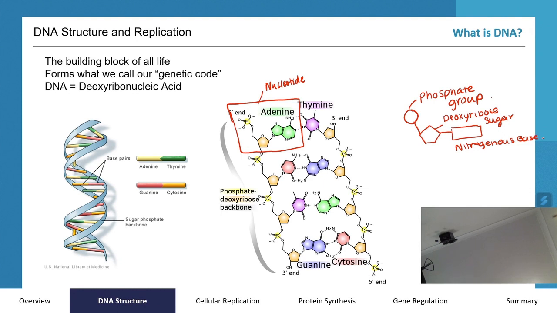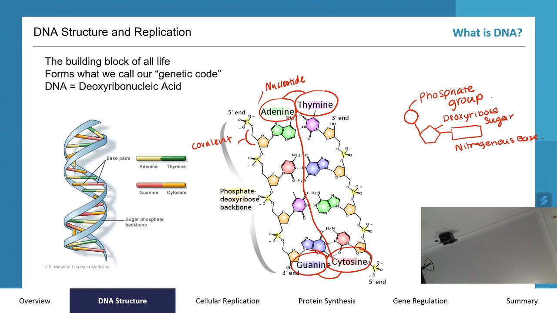That is one nucleotide. And the bonds between the phosphate group and the sugar are covalent bonds, which are very, very strong. There are four kinds of nitrogenous bases. We've got adenine, thymine, guanine, and cytosine. Adenine and thymine will always bind together. Guanine and cytosine will always bind together. Between the nitrogenous bases, connecting two strands of DNA together, we've got hydrogen bonds.